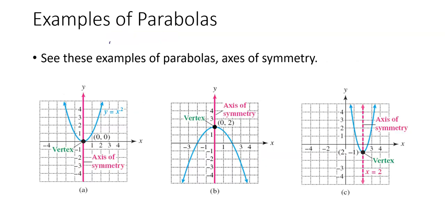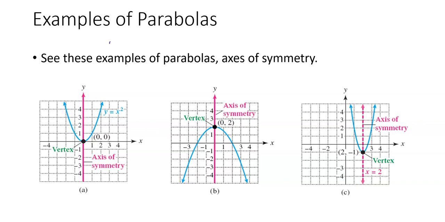These are already graphed for us, so the point isn't to graph these. The point is to identify vertex and axis of symmetry. So look at the first one. That's the one we just graphed. It's y equals x squared. It has a vertex at 0, 0. That red line is the y-axis. It's also the axis of symmetry.